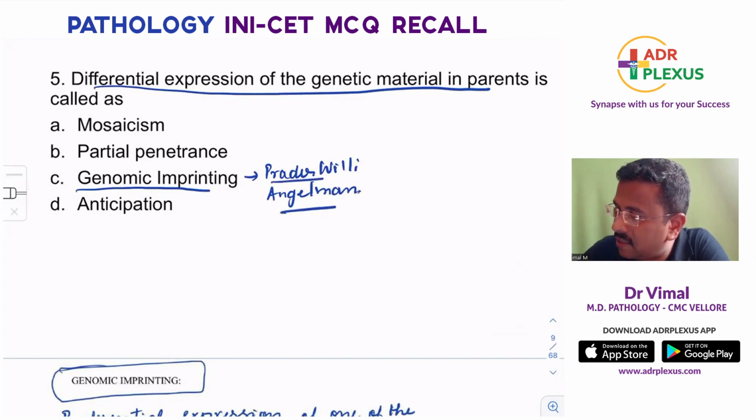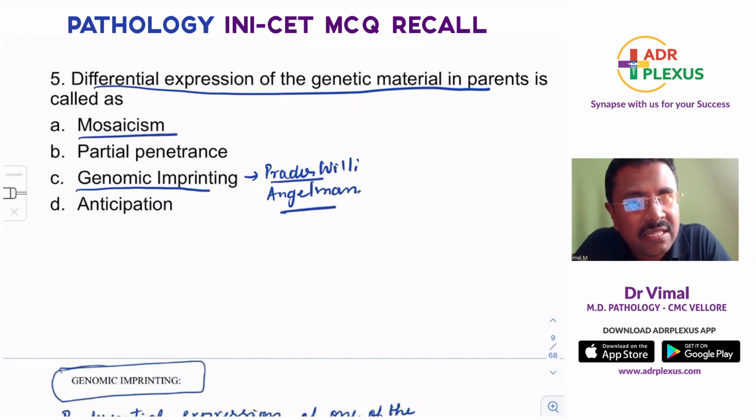So what is mosaicism? Mosaicism is nothing but, in a single individual itself, there will be different populations of cells. For example, in Turner syndrome or in Down syndrome. What happens in Turner syndrome? Some cells will have a 45,X0 pattern, some cells will have 46,XX, and others a normal type. So this mixture of cells of two different patterns is called mosaicism, a mosaic pattern.